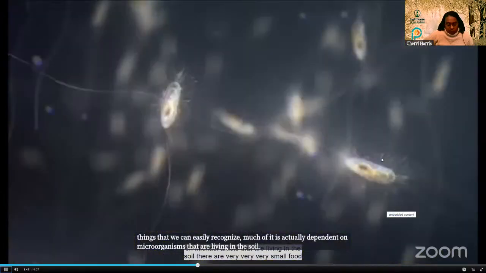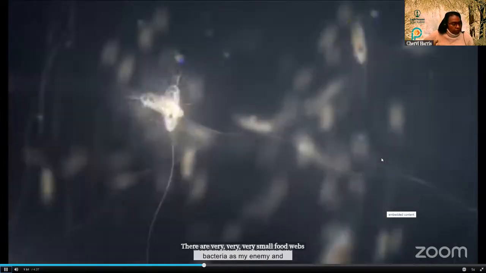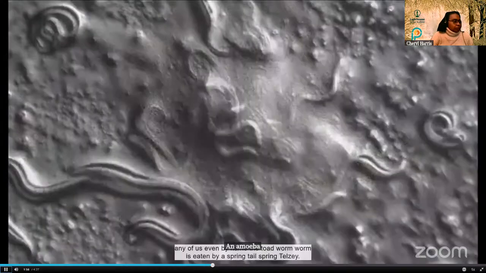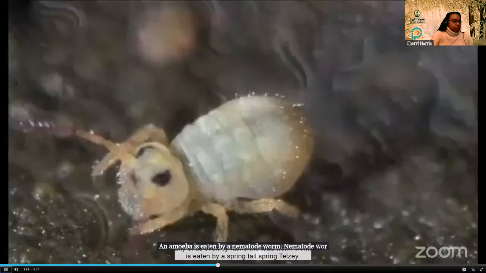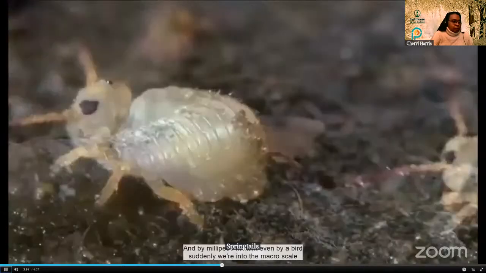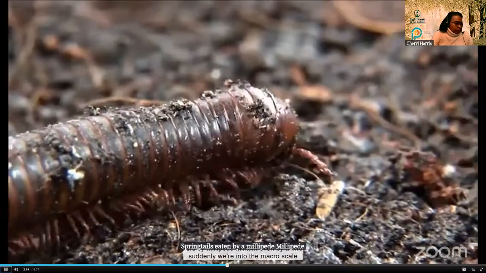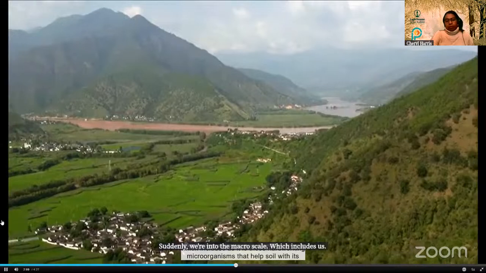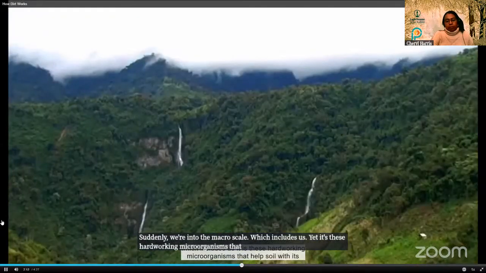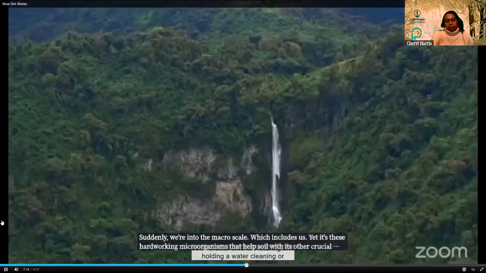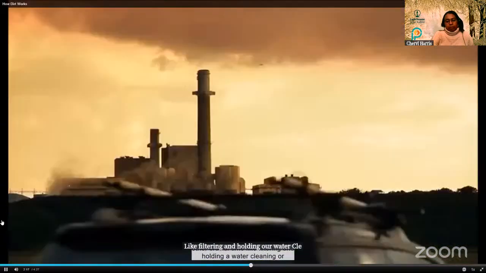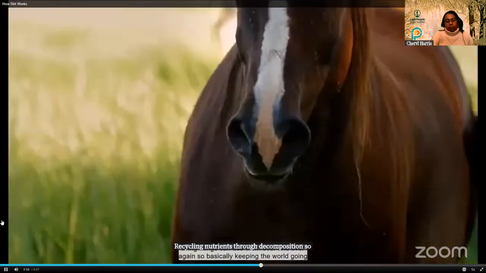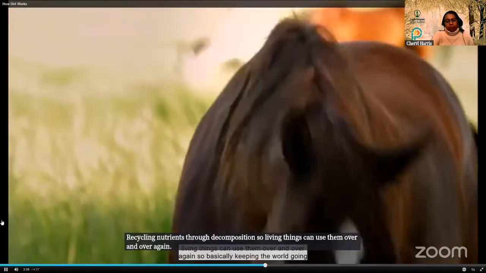There are very, very, very small food webs that start with bacteria, and the bacteria is eaten by an amoeba. An amoeba is eaten by a nematode worm. Nematode worm is eaten by a springtail. Springtail is eaten by a millipede. Millipede can be eaten by a bird. Suddenly, we're into the macro scale. Which includes us. Yet it's these hard-working microorganisms that help soil with its other crucial tasks, like filtering and holding our water, cleaning our air by absorbing gases, recycling nutrients through decomposition so living things can use them over and over again. So basically keeping the world going.